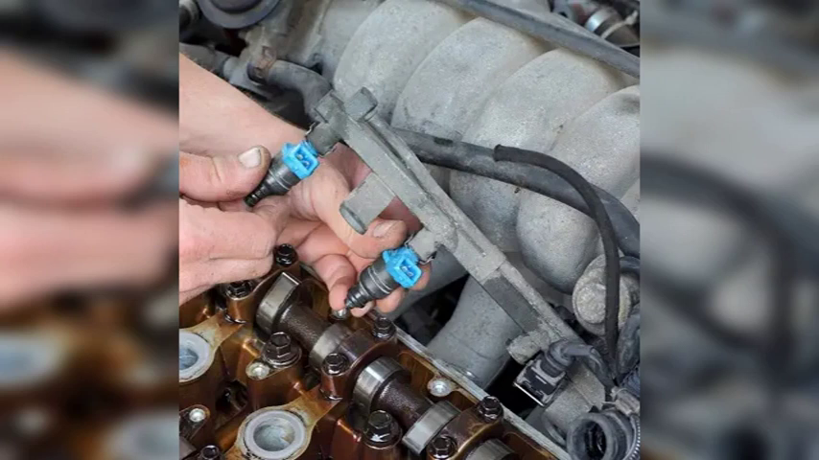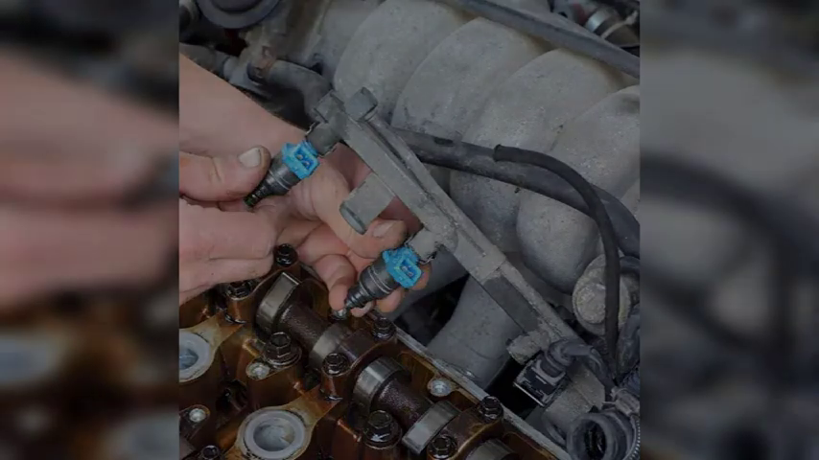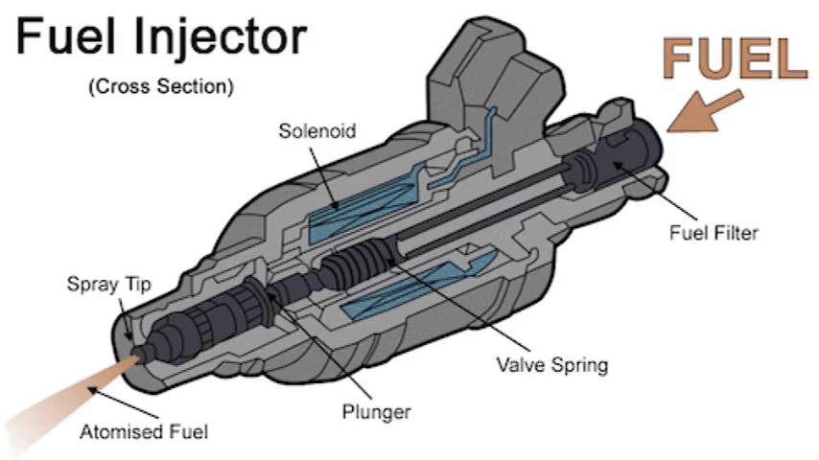Wiring problem. A wiring problem can also cause code P0206. This can be caused by a damaged wire, a loose connection, or a corroded connector. Problem with the engine control unit, ECU. In some cases, code P0206 can be caused by a problem with the ECU. This is less common than the other causes, but it is still a possibility.